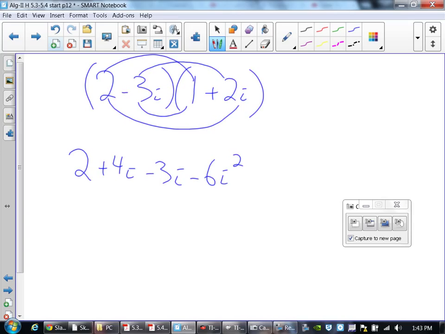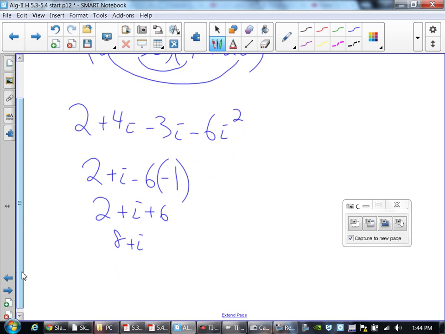Exactly is what we're going to do. Watch what happens. 2 goes first. What's 4i minus 3i? It's 4 minus 3. Well, okay. Oh yeah, you're right. I'm sorry. It's okay. Now take a look at the last part. What does i squared stand for? -1. So you wind up with minus 6 times negative 1, which is plus 6. So it's 2 plus i plus 6, so it's 8 plus i.